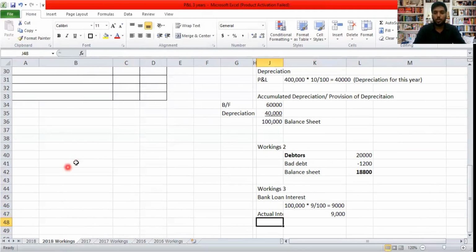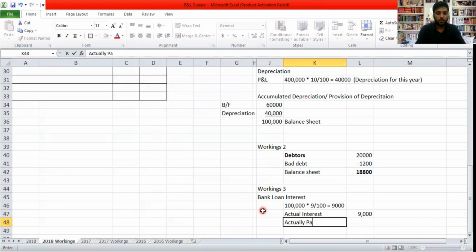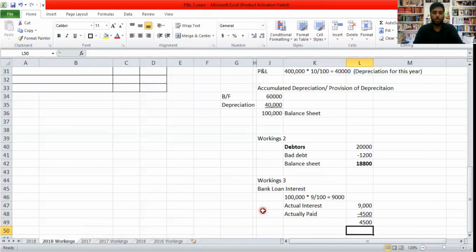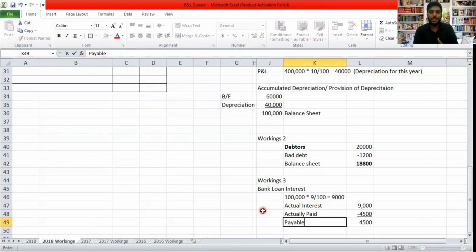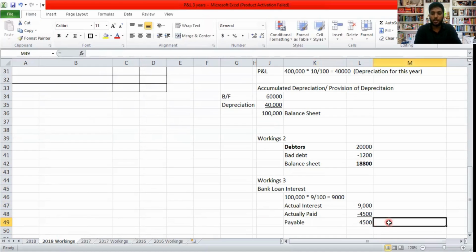Right? But they have actually paid. How much did they actually pay? They actually paid 4,500. According to the trial balance, we have paid 4,500. So how much do you need to pay? 4,500. You need to pay more. Okay, so this is what we say payable. You never paid this amount, but you need to pay in future. So we consider this 4,500 as current liability.